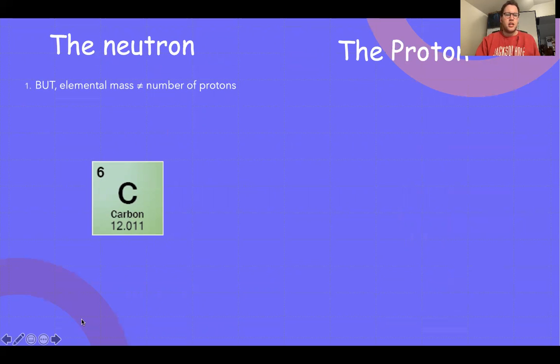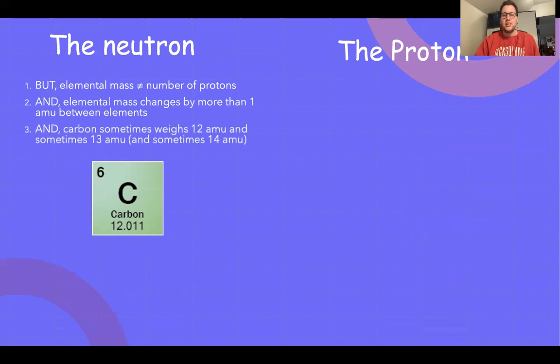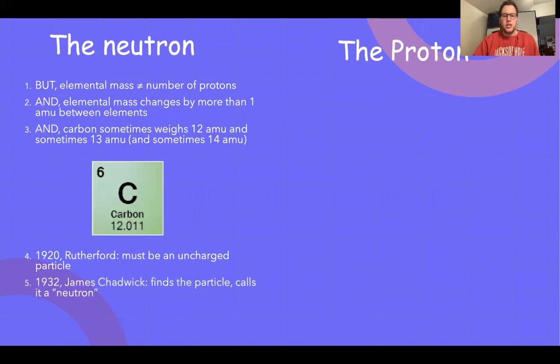The problem was the elemental mass did not equal the number of protons. Elemental mass changes more than 1 AMU between elements, and carbon sometimes weighs 12 AMU and sometimes 13 AMU. They change. He's like, what's that about? And so in 1920, he decided that there must be an uncharged particle, and in 1932, James Chadwick discovers that there is a particle called a neutron.